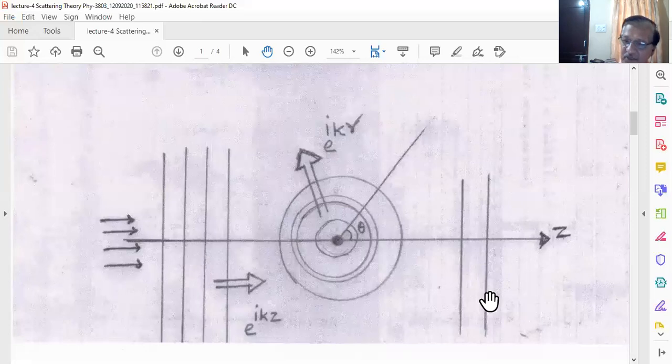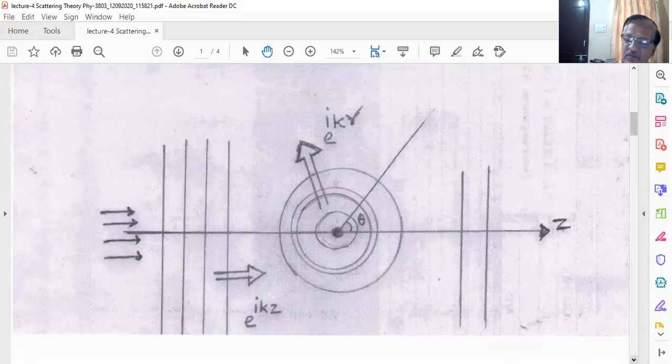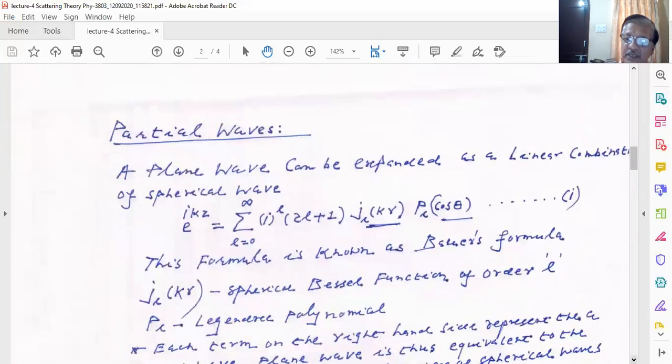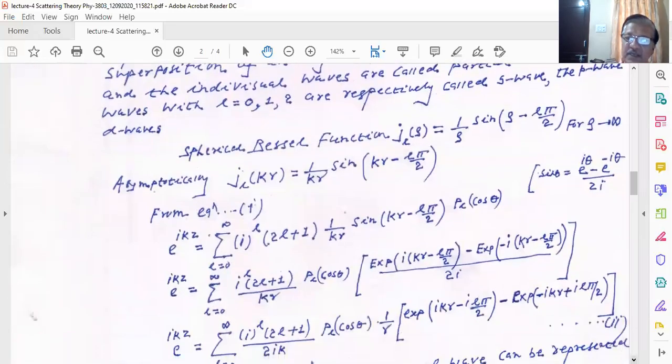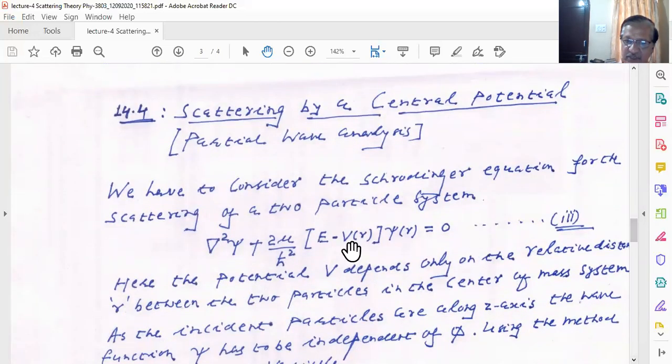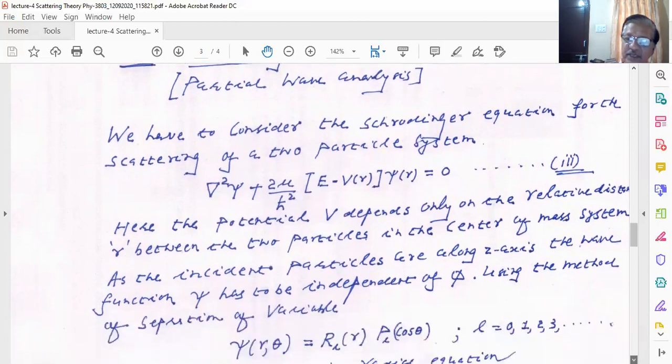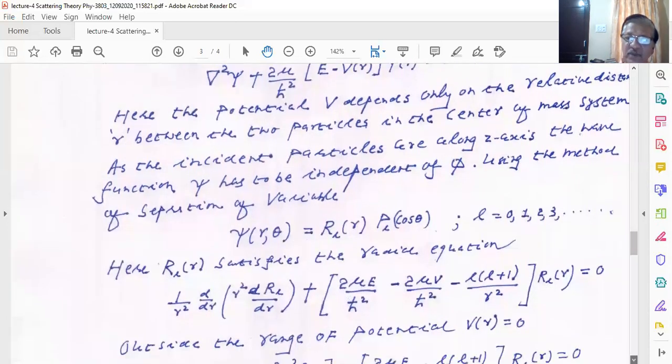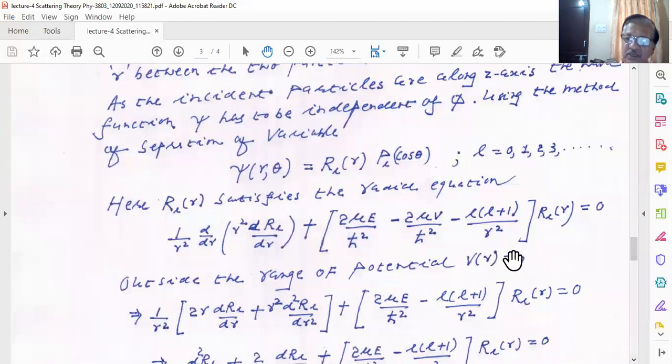When V of r is zero, you substitute V of r equal to zero in the Schrodinger equation, and we can find the solutions of the Schrodinger equation. We want to find psi of r theta, the solution of this equation, that is your eigenfunction. Now we solve this Schrodinger equation in the region where there is no potential. So when V is equal to 0, this term will disappear, because you keep V equal to 0.